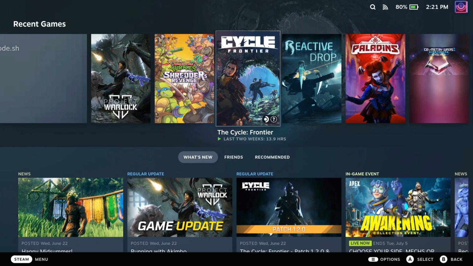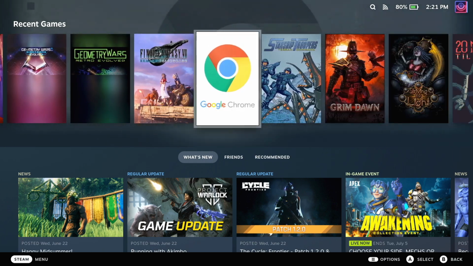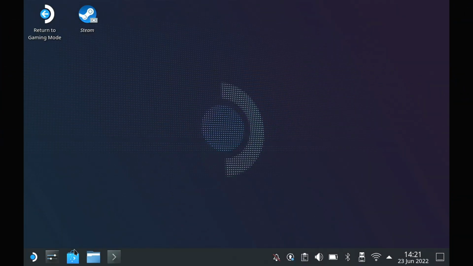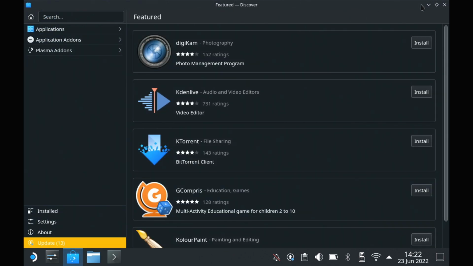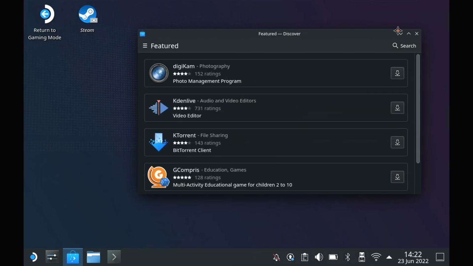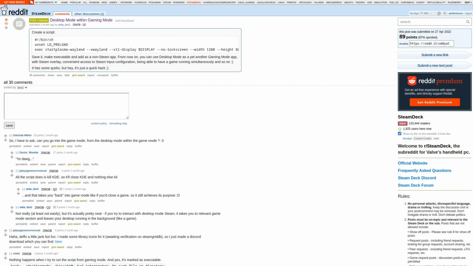Hey guys, so you all know that Steam Deck has both the main gaming mode, where you're going to do all your gaming and launching, and then there's also the desktop mode you can switch to. But what about if we combined the two together? Well, thanks to a very clever Reddit user who did a little script, you can.